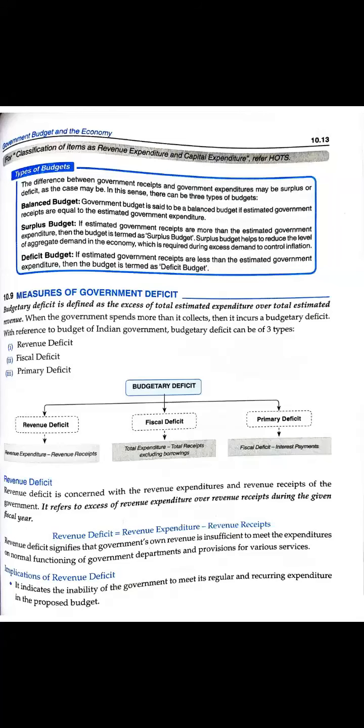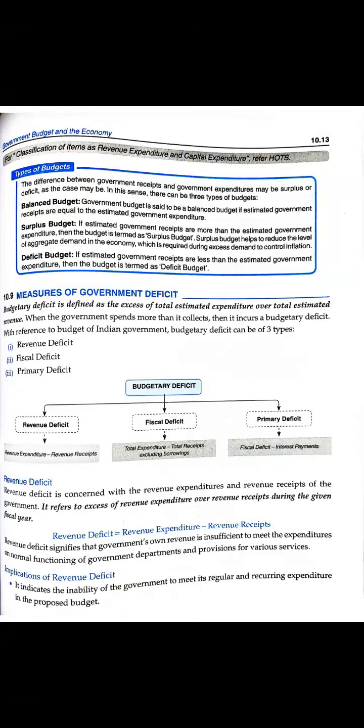So types of budget, there are three types. Okay. So today we are going to discuss measures of government deficit. Before discussing that, we will discuss one small topic here, that is types of budget. So there are three types: balanced, surplus, deficit.